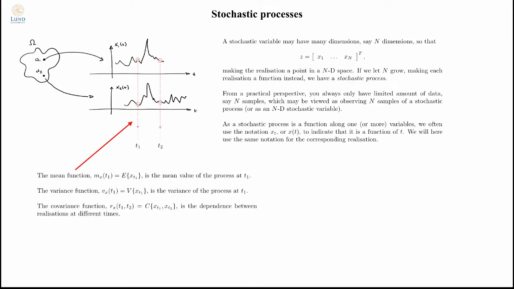As before, the mean of a process is the mean value at a given time of the process, where you average over all possible realizations. So this is the mean of the process at time t over all possible realizations. The variance is similarly the variability at the time point t1. The covariance between x1 and x2 means how much the stochastic variables at time t1 and t2 depend on each other in this process.